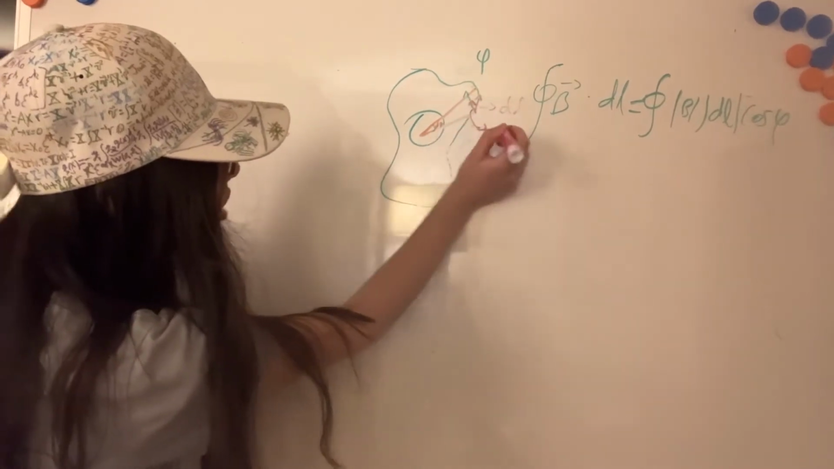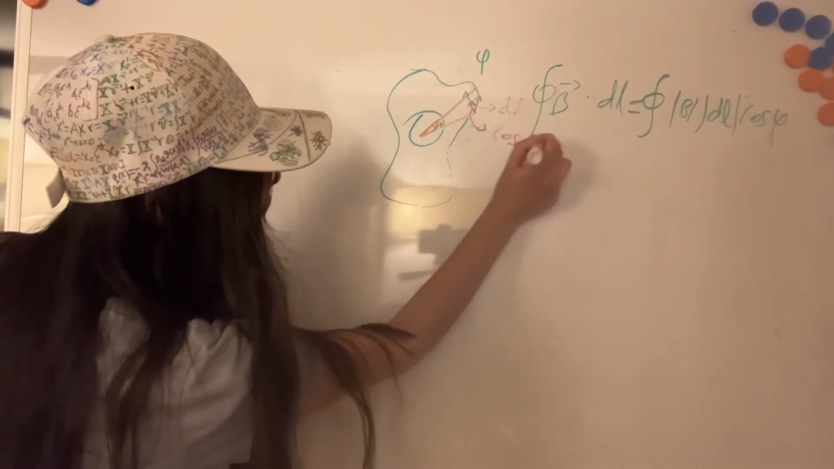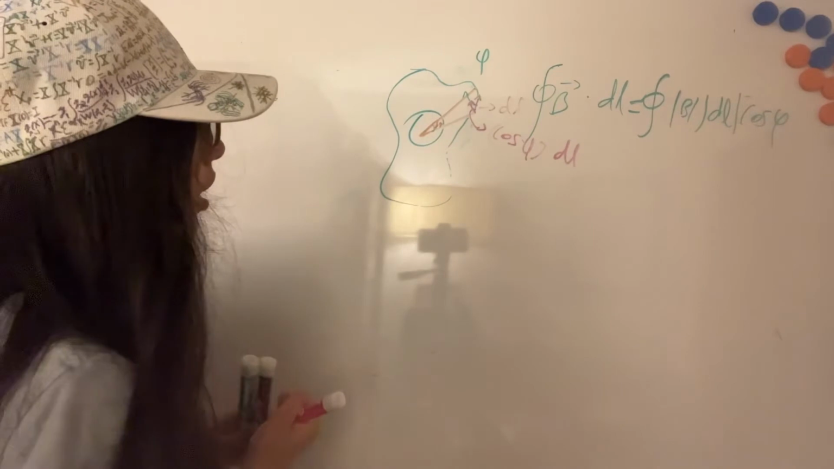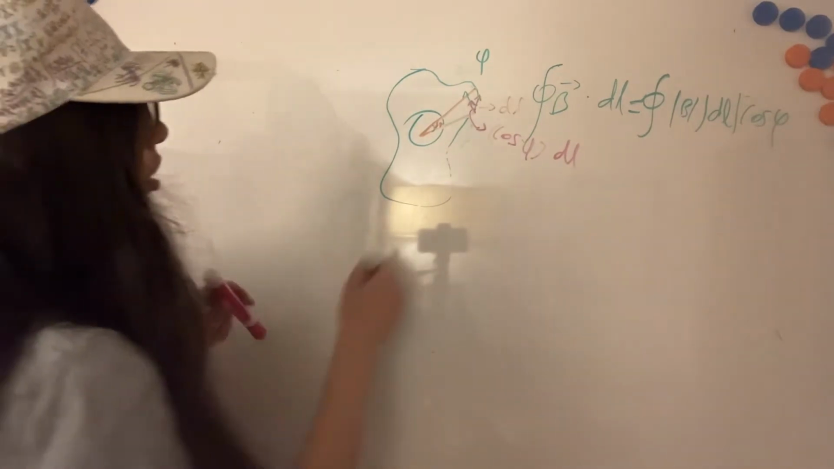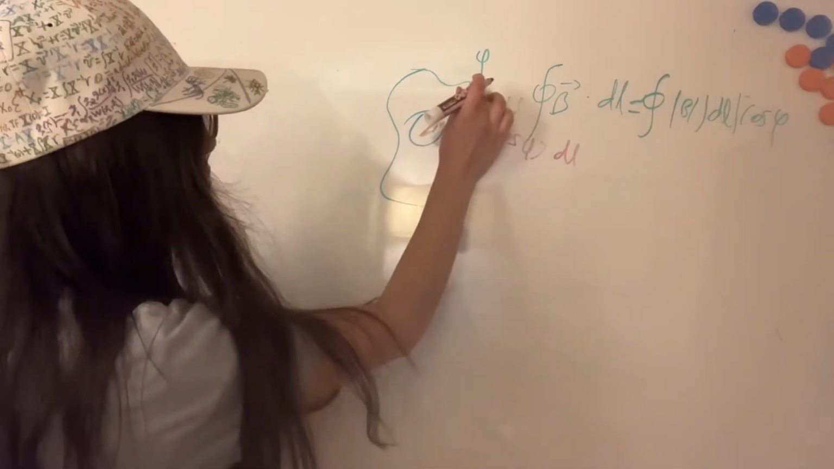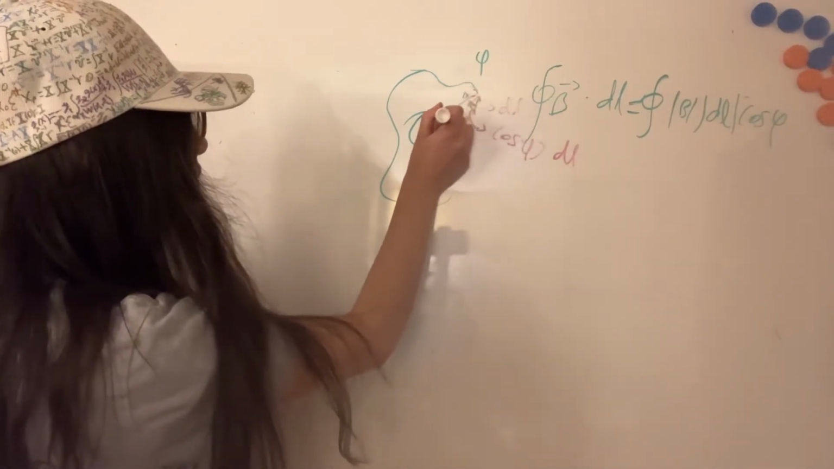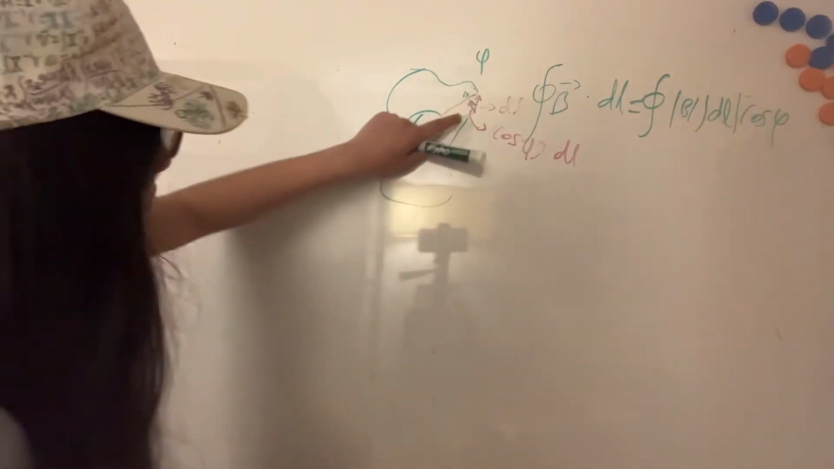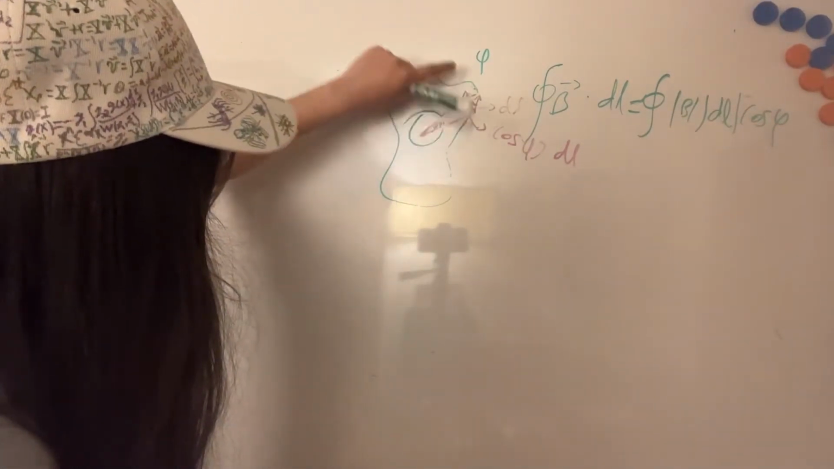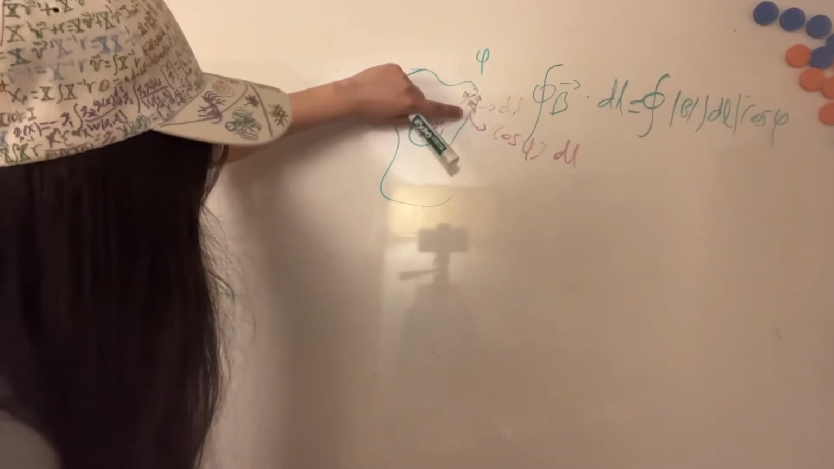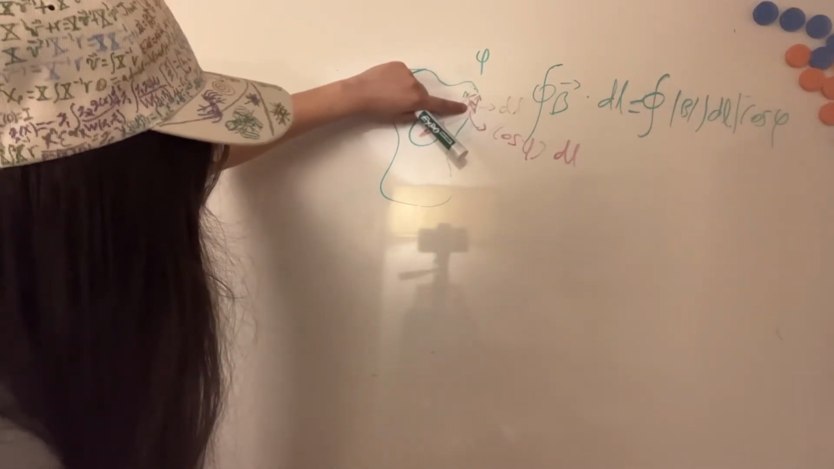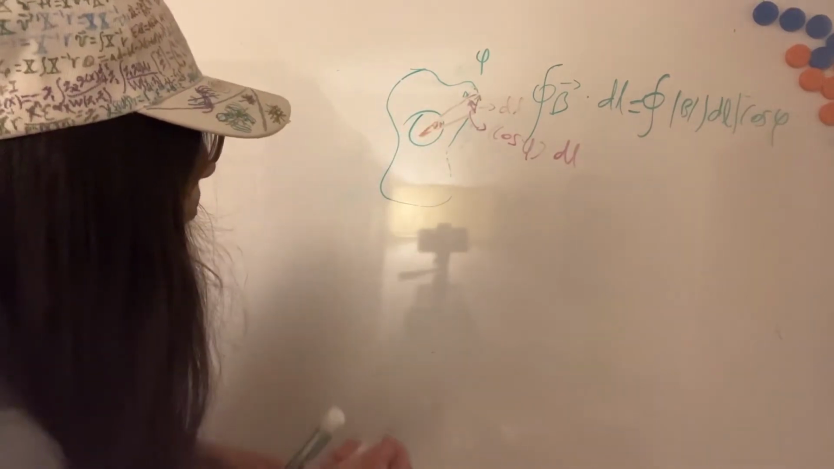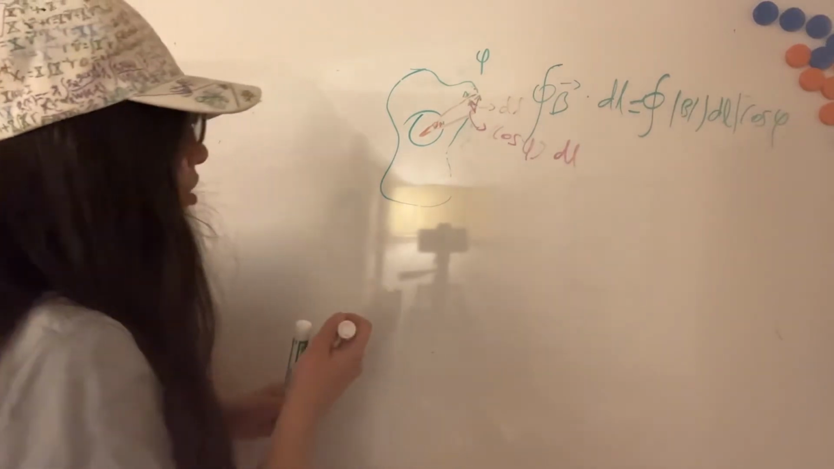So this is cosine of phi times dl, and this is exactly the same as, let me take a smaller angle theta, like this. Sorry, yeah, because the dl needs to be here. So this pink arrow is exactly the component for this angle, the theta.